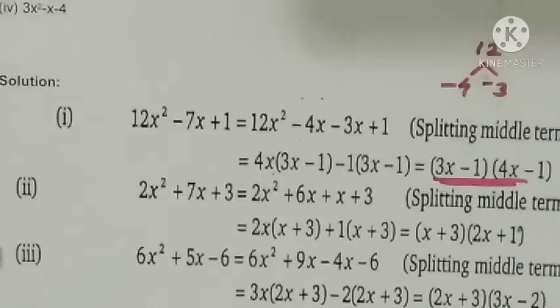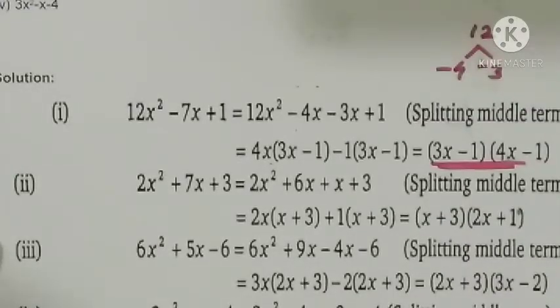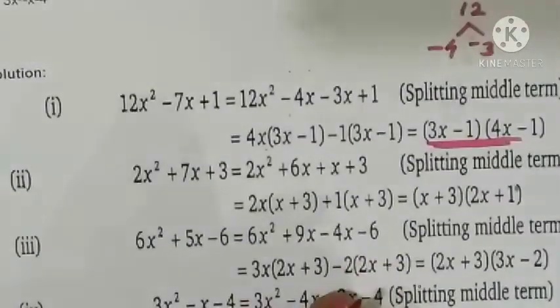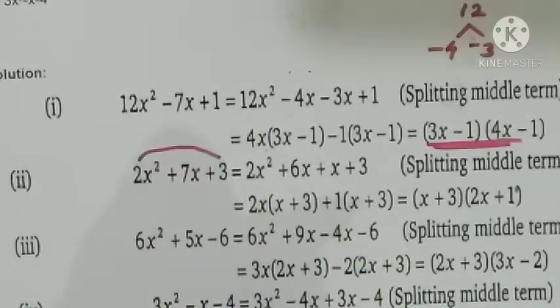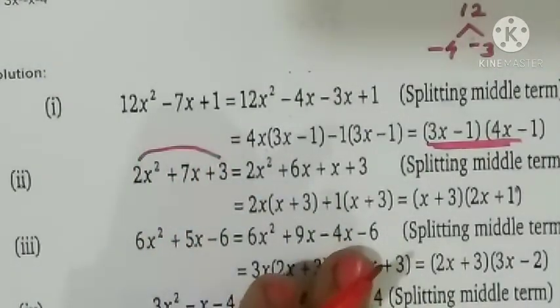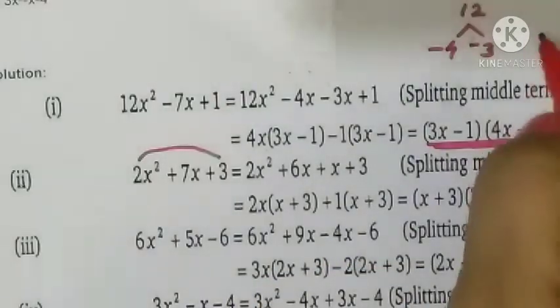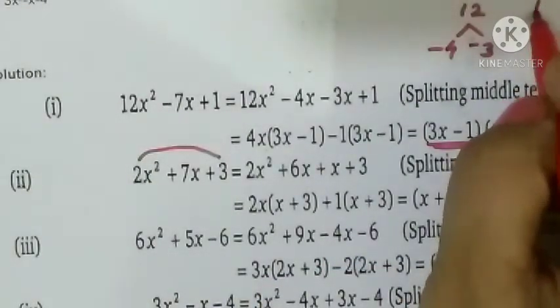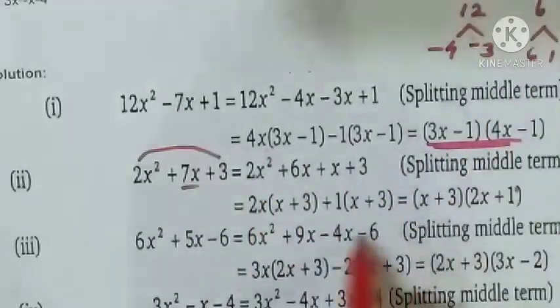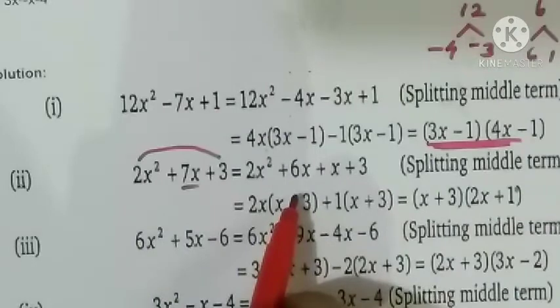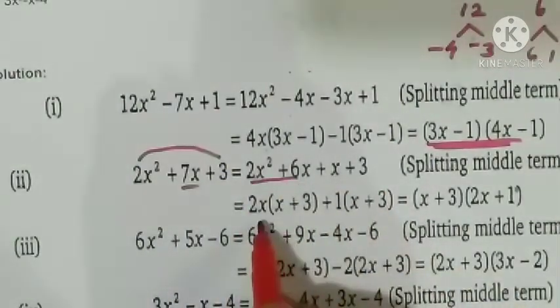Now what is the second question? 2x square plus 6x, sorry, plus 7x plus 3. 2 and 3, that is the first and the last terms product we should take. So 2 and 3, what is the product there? 6 only. So 6 factors to be written, where we are getting the sum as 7. So 6 and 1 only possible. So 2x square plus 6x plus x plus 3. So what is common in these two? 2x. 2x into x plus 3.